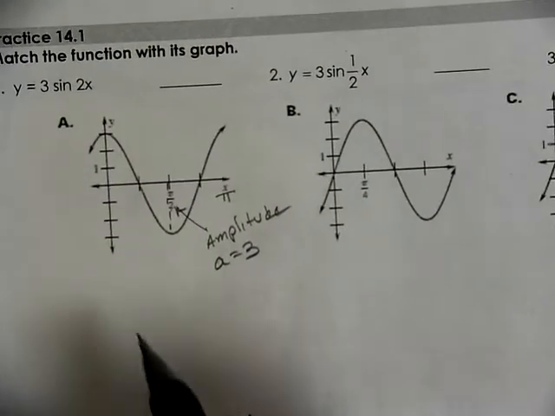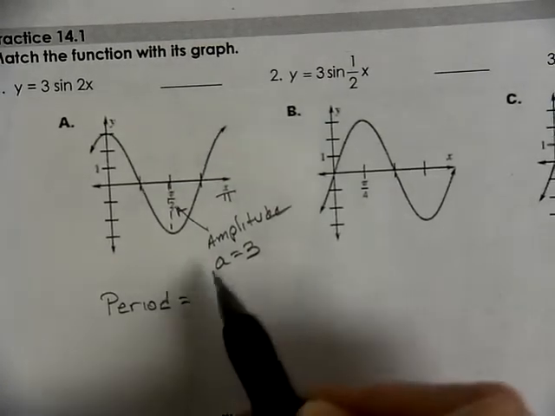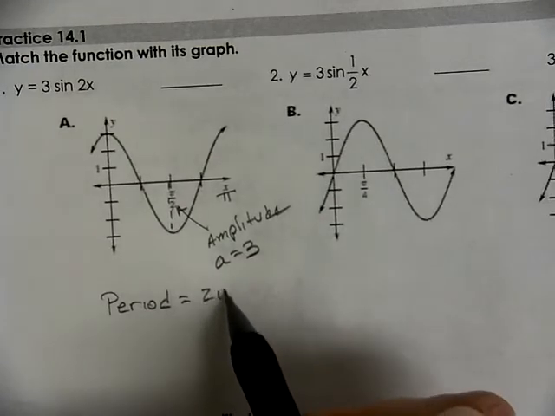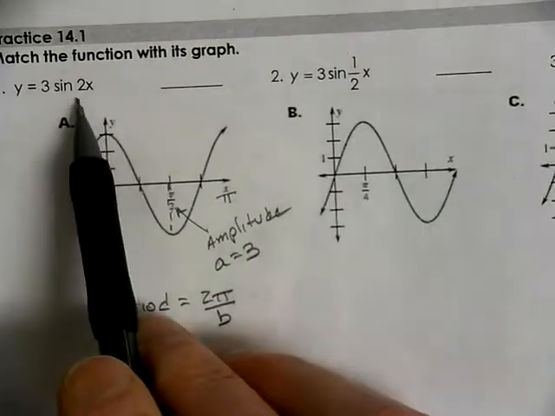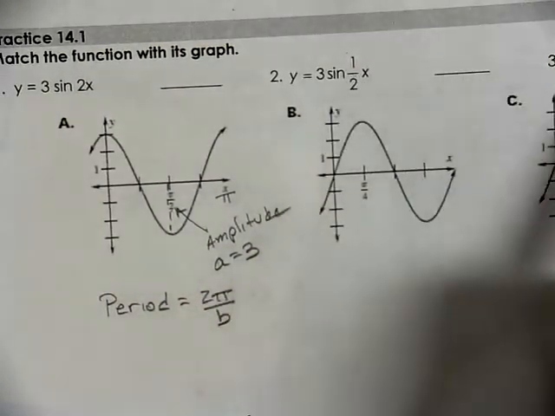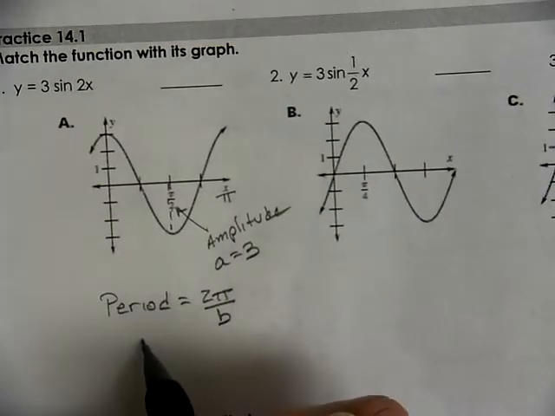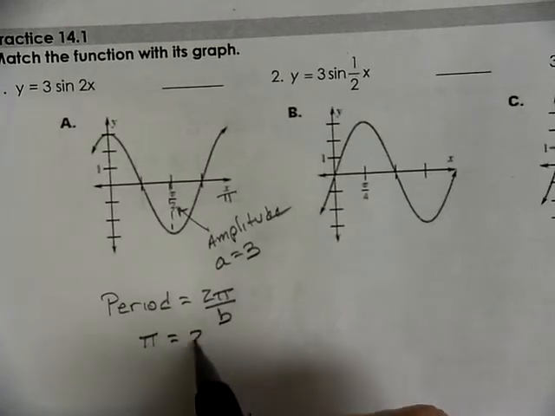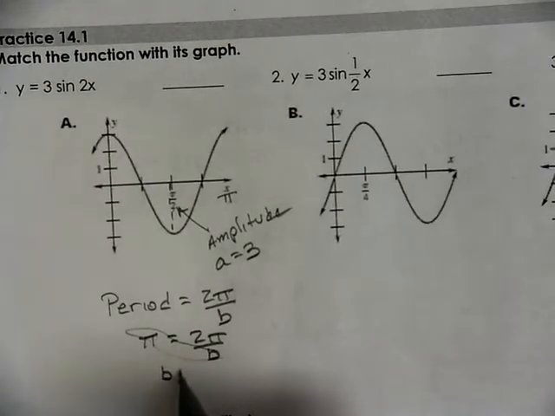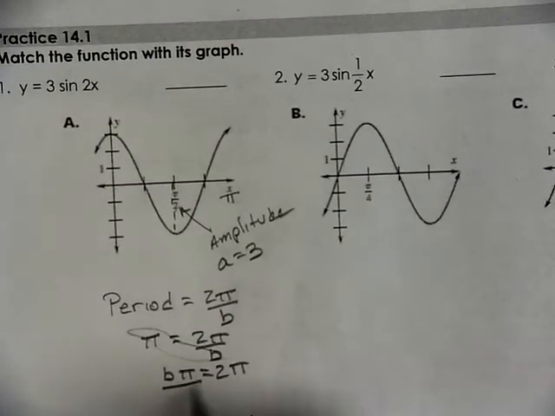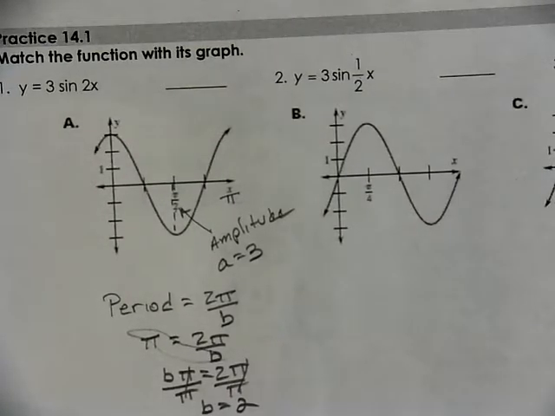So we know that period should equal 2 pi divided by b. Well, you look up at your equation, and b is the value in front of the x. So, if my period is pi, I'm going to cross multiply and then divide by the pi. And I know that my b has to be 2.